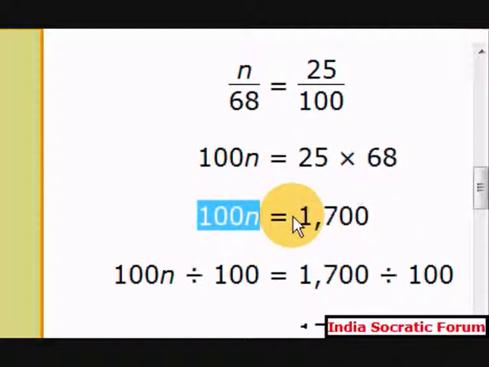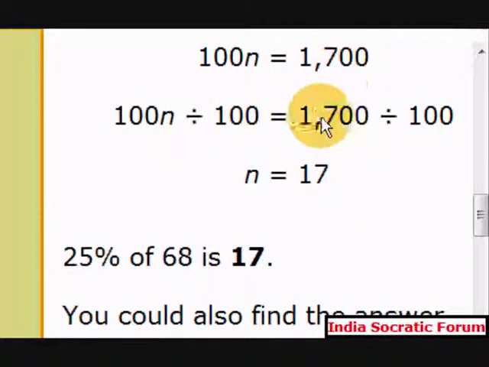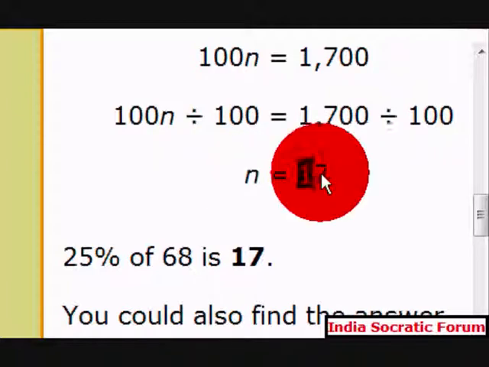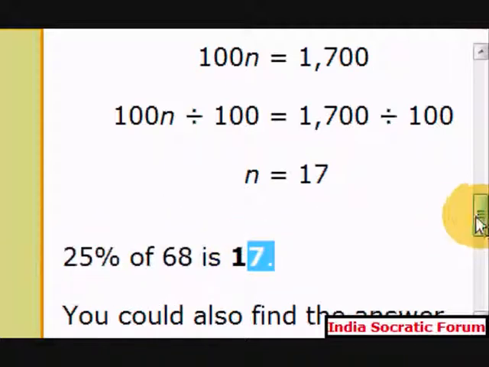So 100n equals 1700. 100n divided by 100, dividing by 100 on both sides eliminates the zeros. That leaves us with n equals 17. So 25% of 68 is 17.